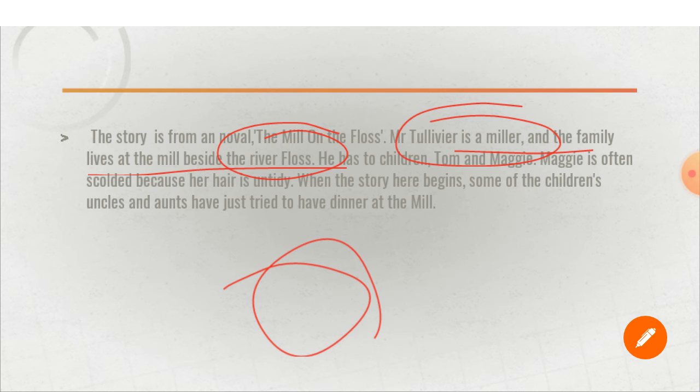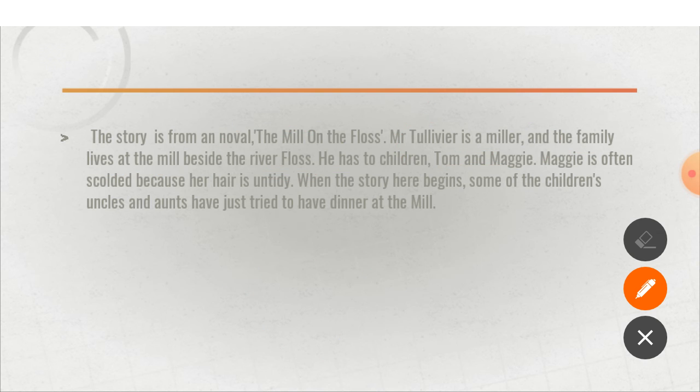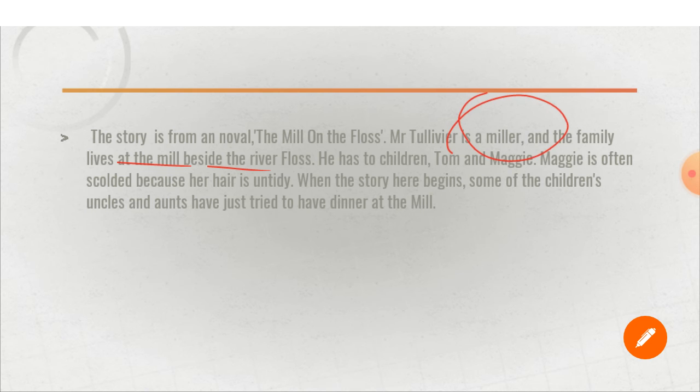Do you know what a mill is? A mill is where corn mills are, paper mills are. A mill means a place where flour is made. So the miller means a person who is the owner of a mill, or who just works in a mill. In your word meaning part there is the word miller. So he has two children, Tom and Maggie.